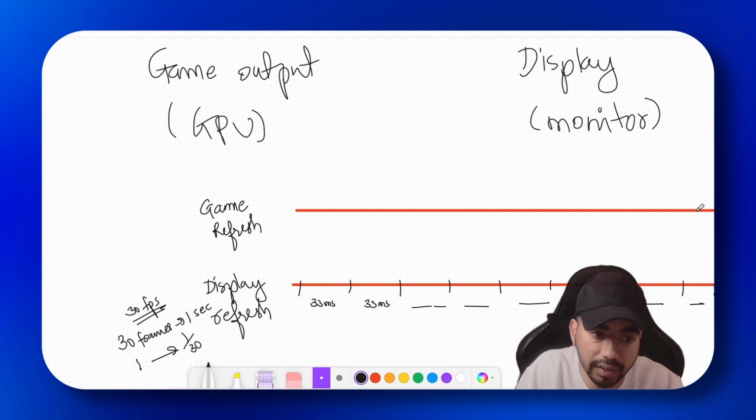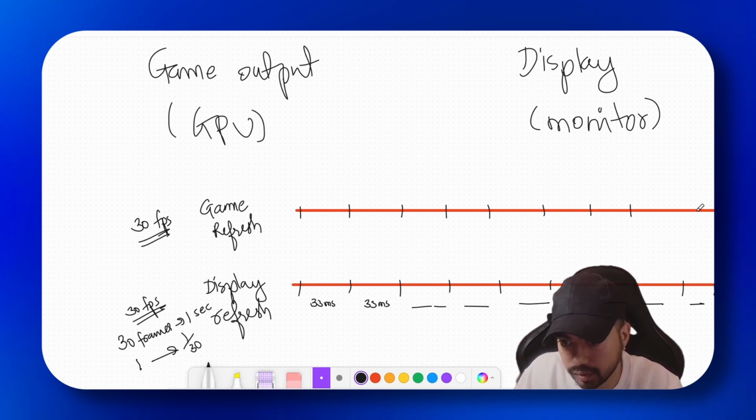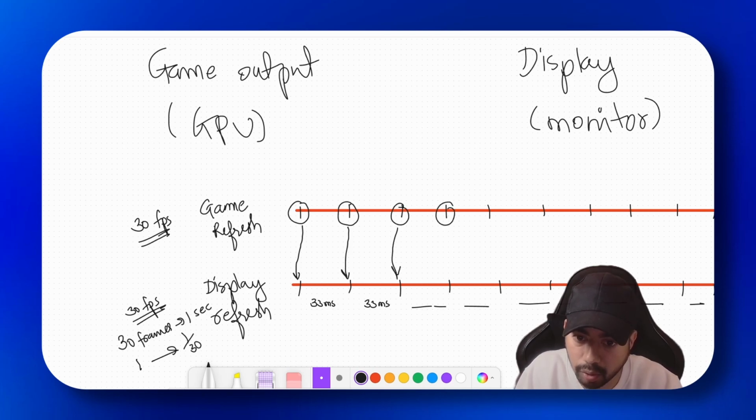Now let's imagine our game also is updating at the same frame rate. So what will happen is our frame will be computed and the frame will be sent to the display. Next frame will be computed, it will be sent to the display. Next frame will be computed, it will be sent to the display, and so on.